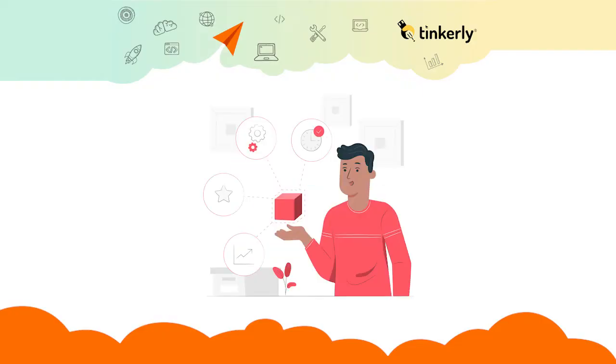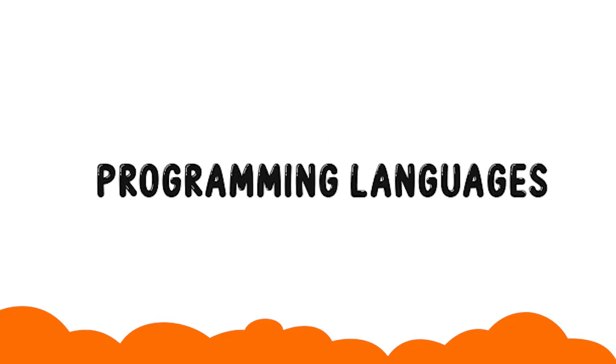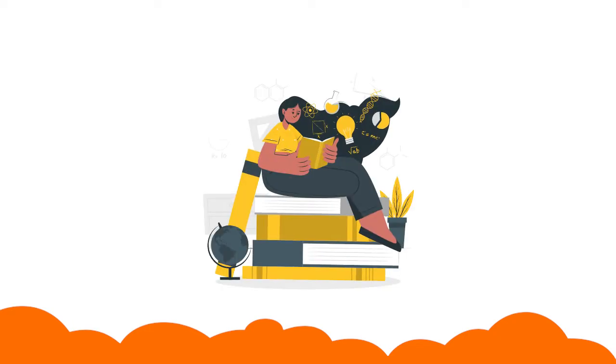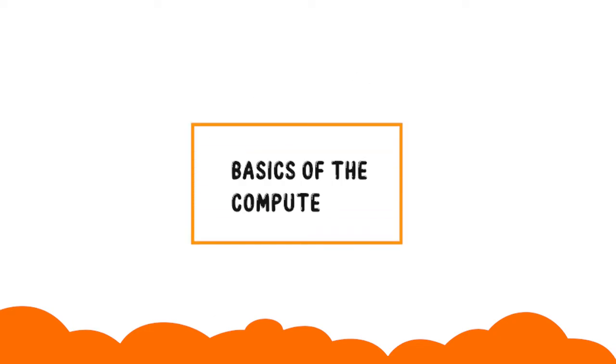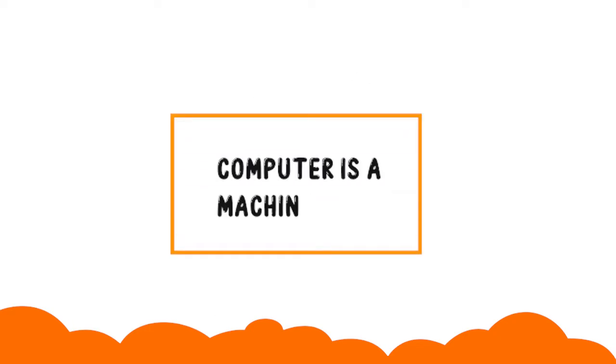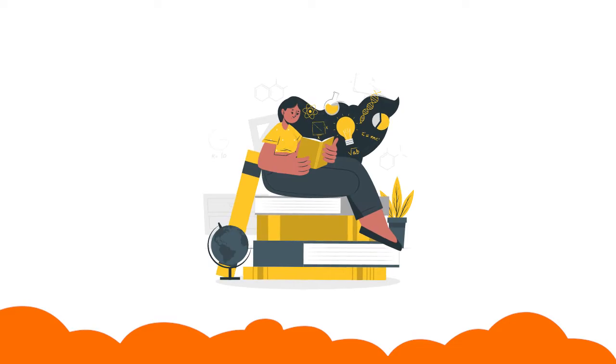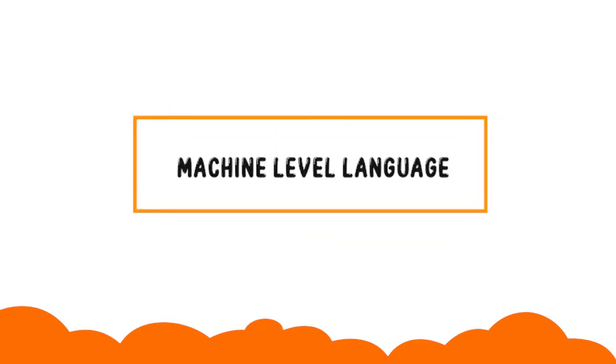Today we are going to have an overview of programming languages. In order to understand why we need to learn programming languages, we have to understand the basics of a computer. We all know a computer is a machine that can perform tasks that are given as a set of instructions. But the computer can only understand binary language or machine level language.